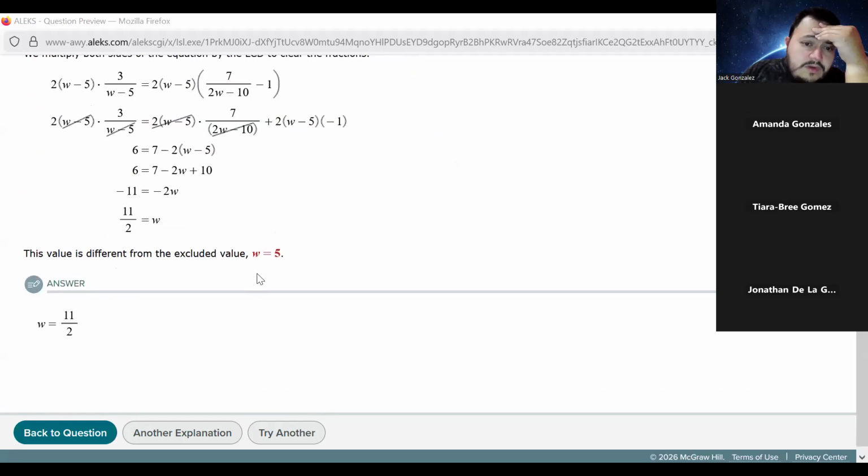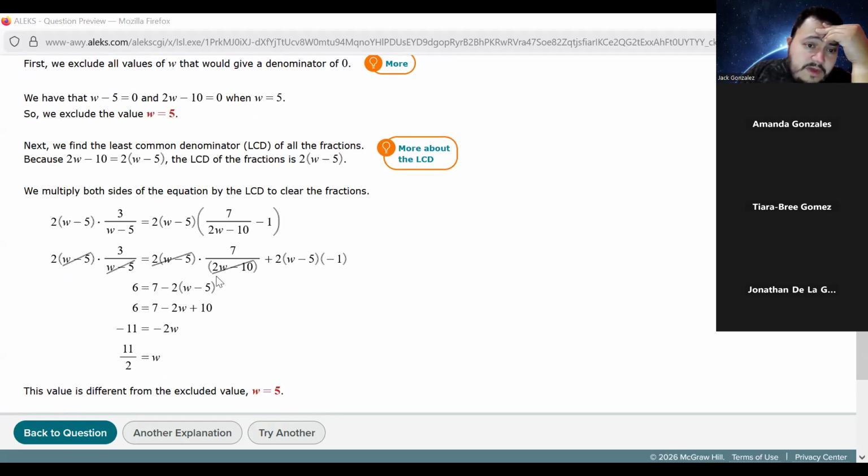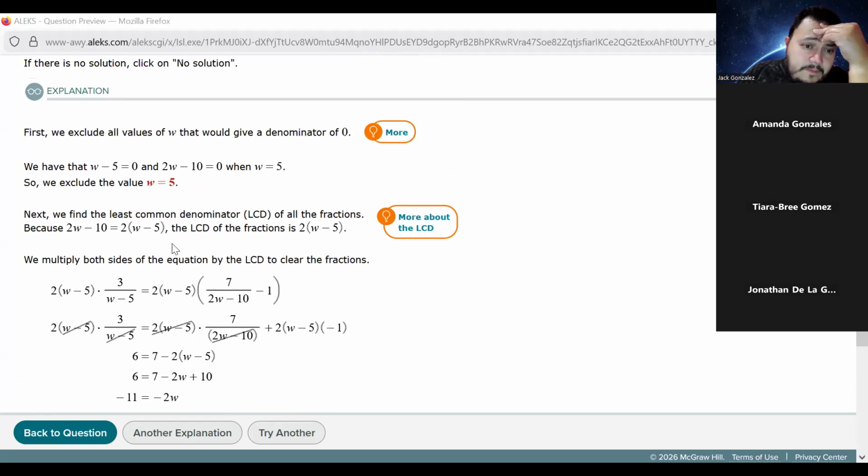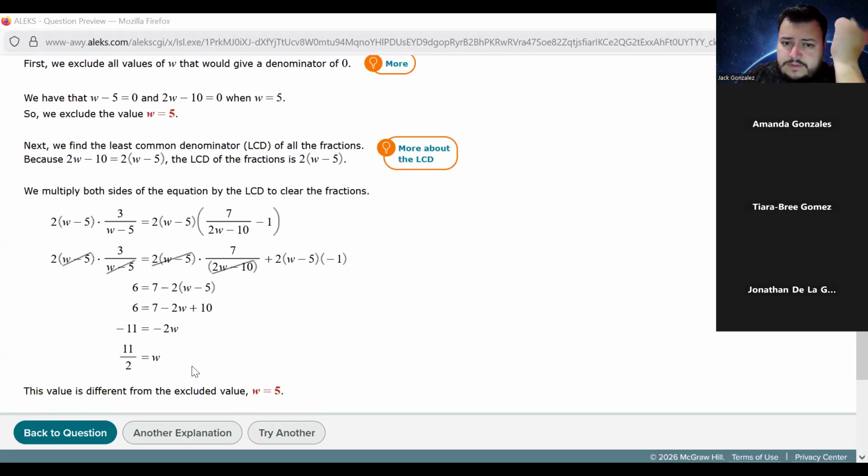And they added an extra note. They said w cannot be 5 because it would cause division by 0. So as long as your answer is not that, you'll be good. Right? Always check what are the values that are not allowed. What would cause division by 0? Because if those pop out as solutions, then that's a problem. Anyway, are you guys cool on 15?